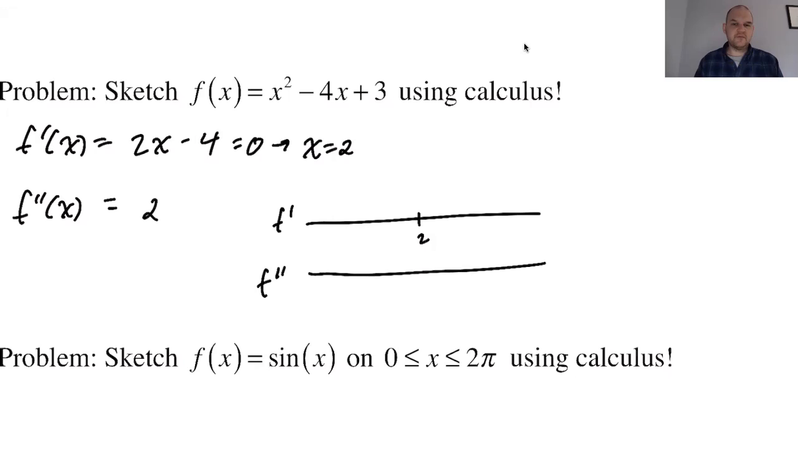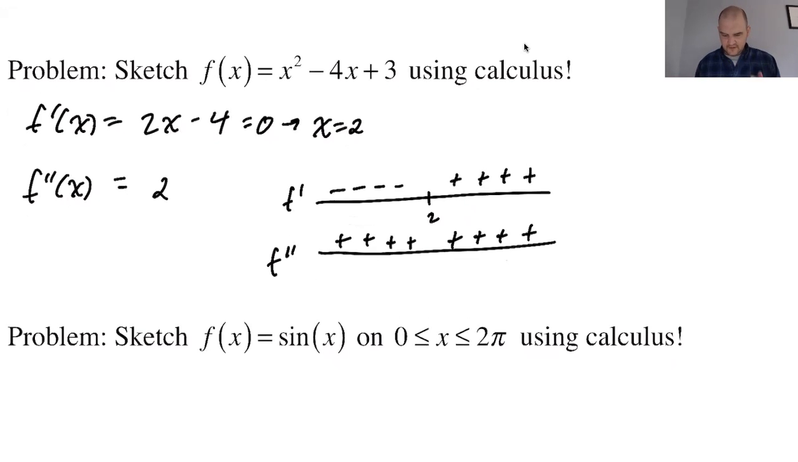Okay, so f prime to the left of 2, negative a billion, is definitely negative. And then to the right is definitely positive. F double prime is just 2 all the time, so that's always positive. Positive, positive. Okay, so now think about what we know. What does decreasing concave up look like? I know that decreasing concave up looks like this. And what does increasing concave up look like? Increasing concave up, I know, looks like this. Where does that transition happen? It happens at x equals 2.